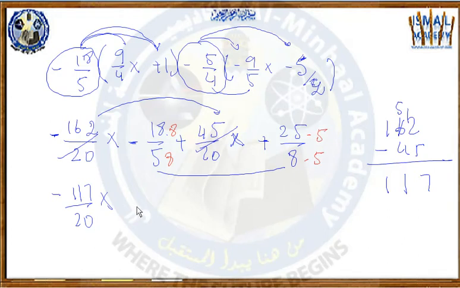If it's the same, you keep it, you don't do anything. So here I will end up having what? 18 times 8 is what? 18 times 8, guys, is 144. So it's going to be minus 144 over 40. Plus, here I will have 5 times 25, which is 125 over 40. Now I can subtract the top. 144 minus 125 is what?